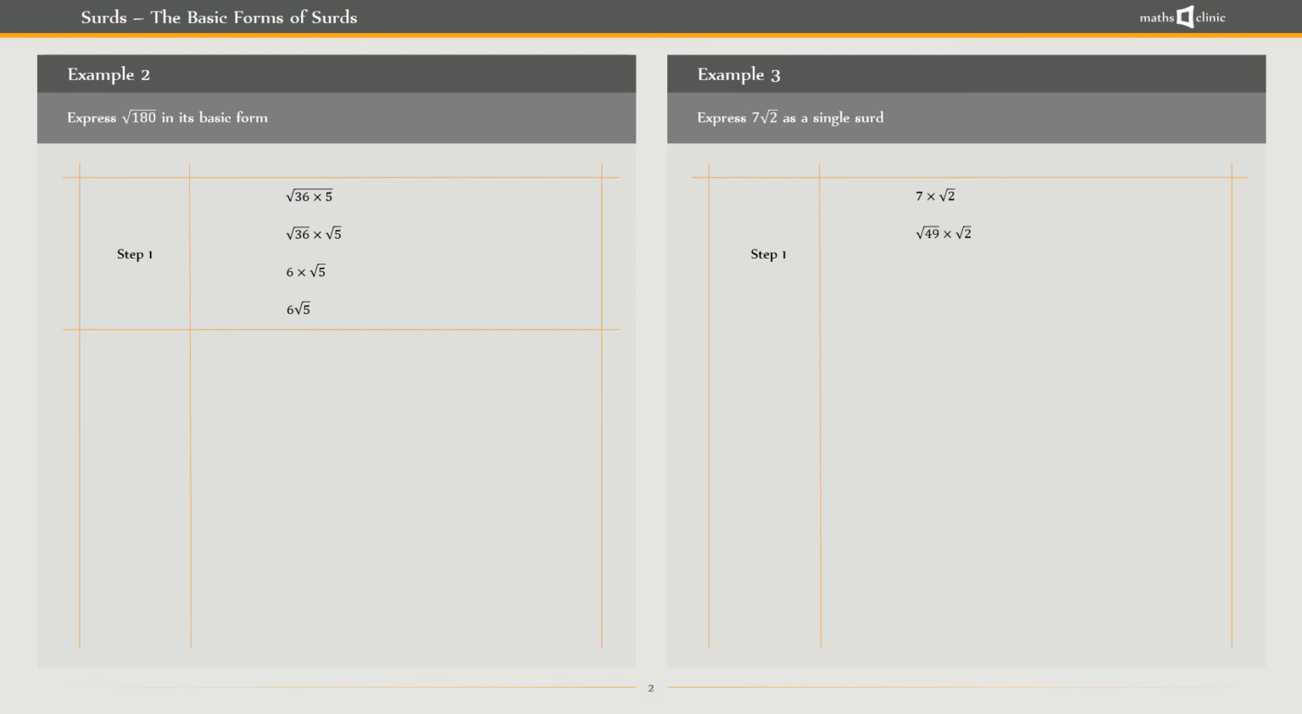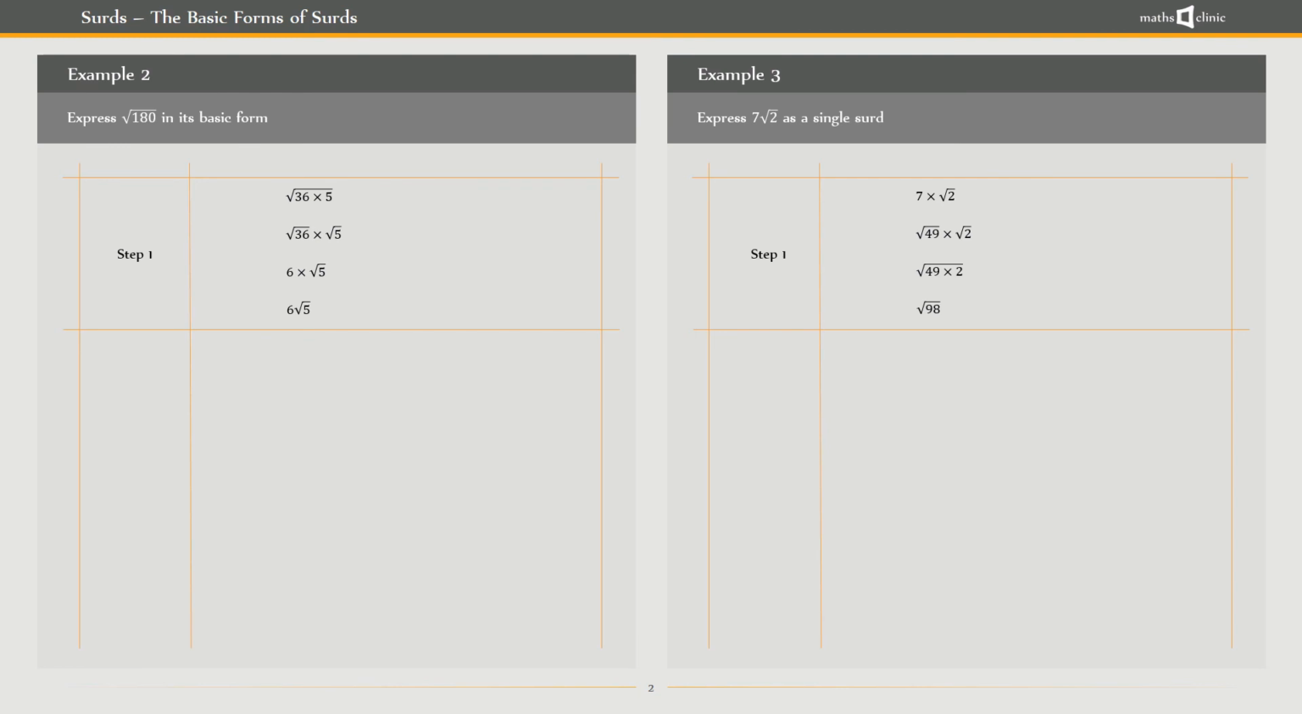7 is root 49, so you have root 49 times root 2. Okay, so you square the number, then square root, so 7 is root 49, so you have root 49 times root 2, and based on the distributive properties of surds, you have root 49 times 2. Okay, and that would be root 98. And that is how you convert a surd in its basic form to a single surd.